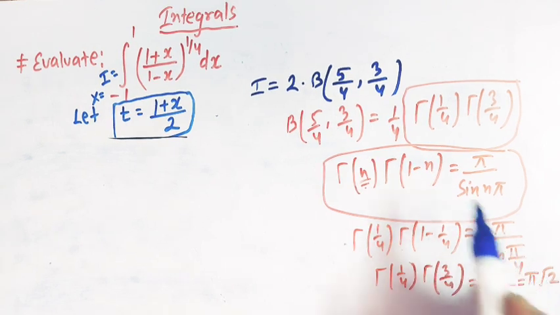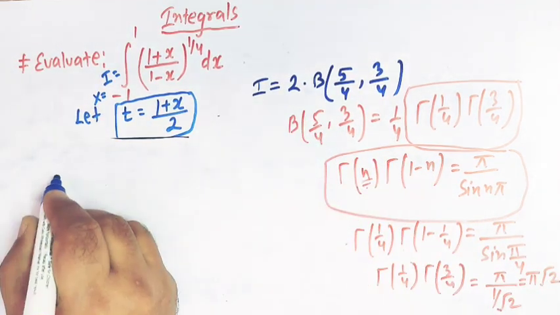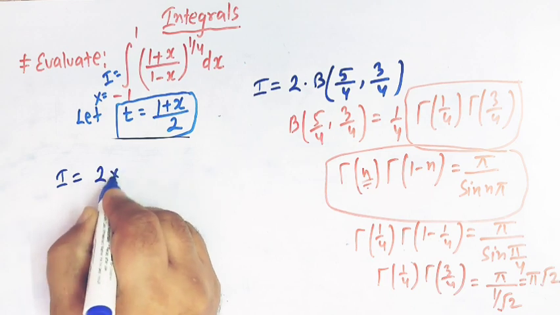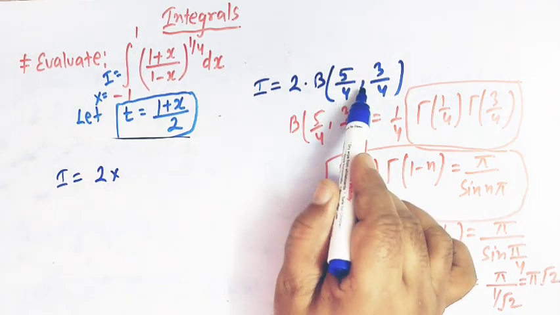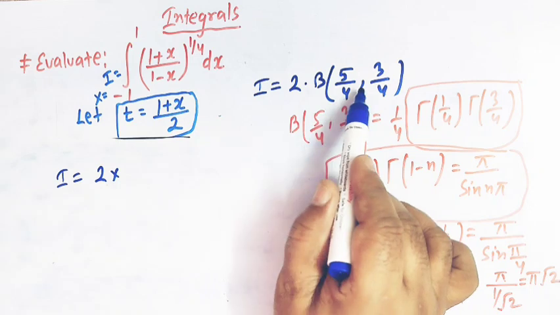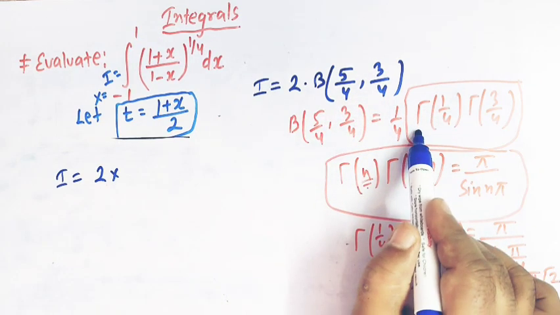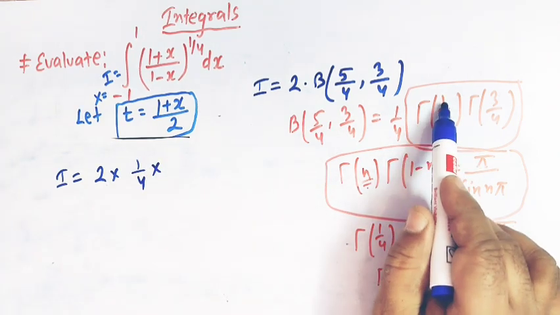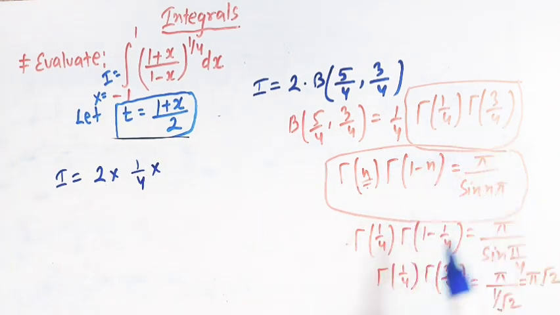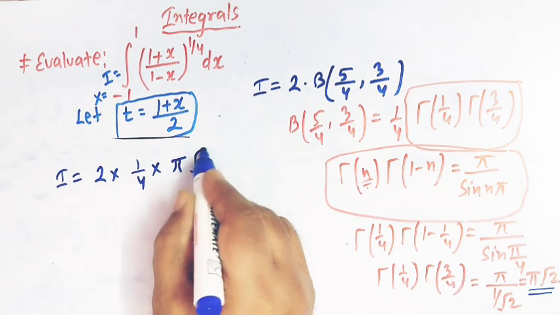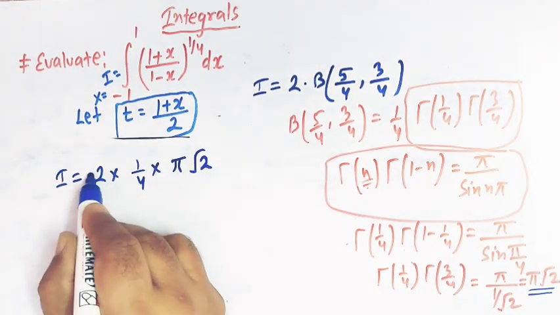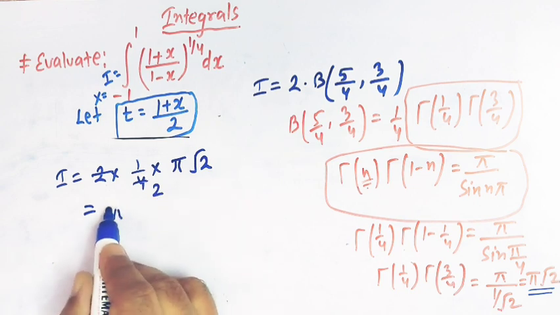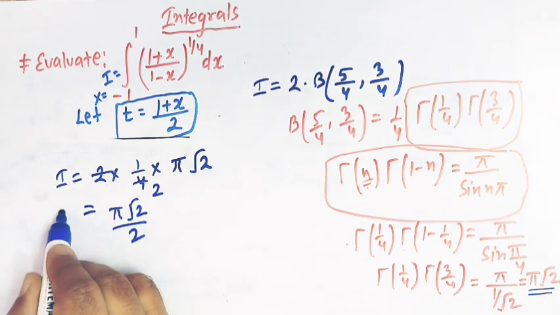So viewers, now we can write this integral I as 2 times beta of 5 by 4, 3 by 4, that is equal to 1 by 4 times gamma of 1 by 4 gamma of 3 by 4, and gamma of 1 by 4 gamma of 3 by 4 is equal to pi times square root of 2, right? So here we have pi times square root of 2. So this is 2 times 4 in the denominator. So we have pi root 2 over 2, right?